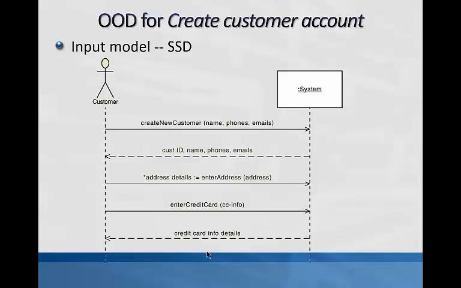The second message is used to enter address information. The asterisk on the message name means that this message is a repeating message and may be sent multiple times. This message also returns the details of what was added, but it shows the return values on the same input message. Remember, this is an alternative technique to show return values. The third message is used to enter credit card information. The message name is Enter Credit Card. It also shows a return message with the same credit card information being returned.